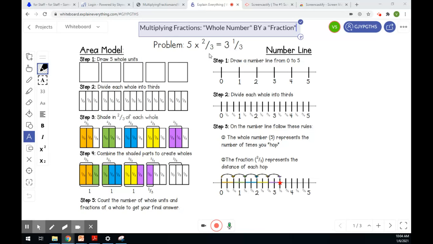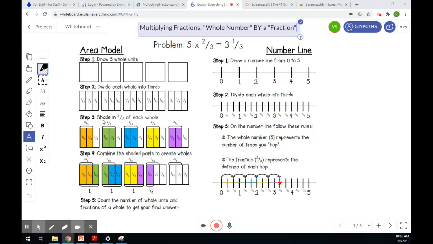Okay, so notice the first thing we're going to do is draw 5 whole groups. So step 1 is I'm going to draw 5 whole groups. As you can see here, 1, 2, 3, 4, 5. My denominator tells me that I have 3 equal parts in each whole. So then I'm going to split each whole, or partition each whole, into thirds because the denominator tells me 3 parts, so I'm going to draw 3 parts.